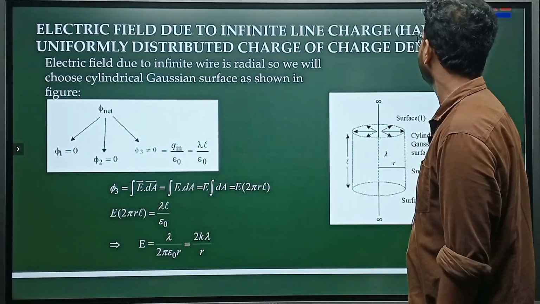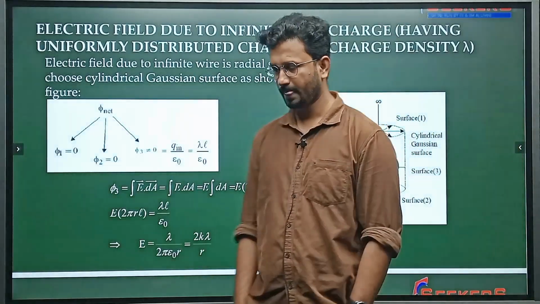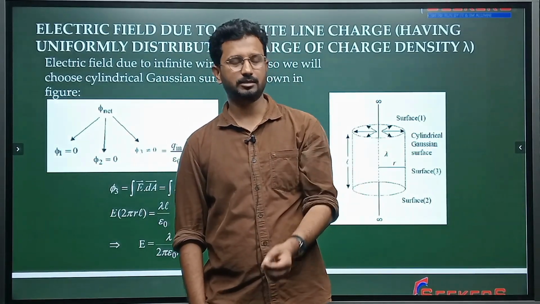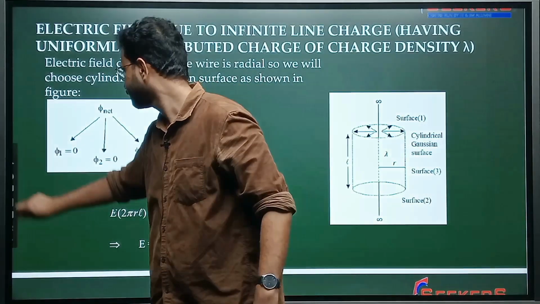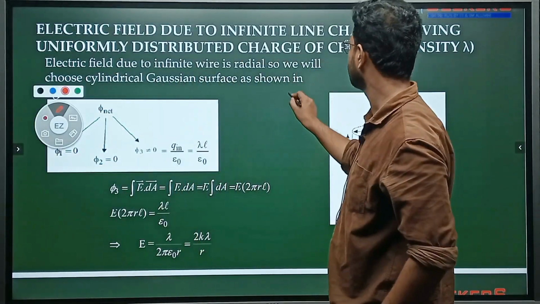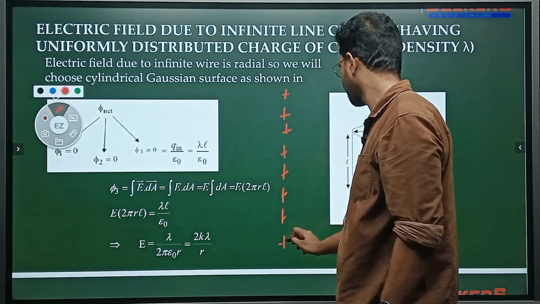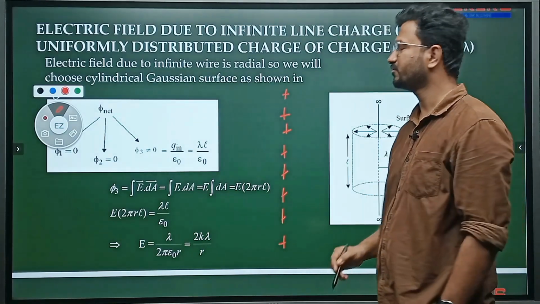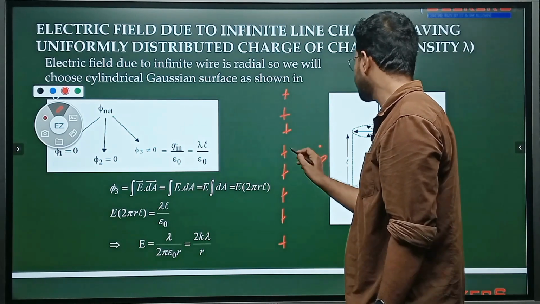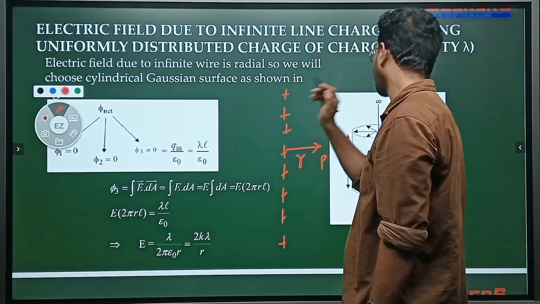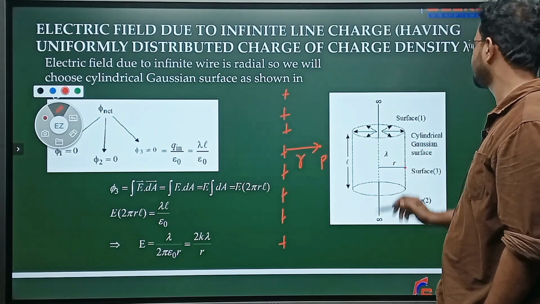Electric field due to an infinite line charge having uniformly distributed charge of density lambda. This one is interesting. Suppose we have a line charge, which means a line made up of charges. We have a line made up of fully positive charges, and we have to find the electric field at this point P, which is at a distance of r.